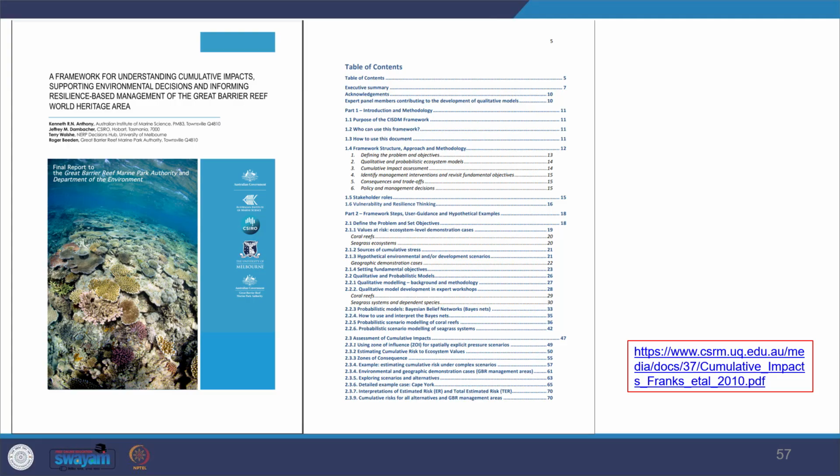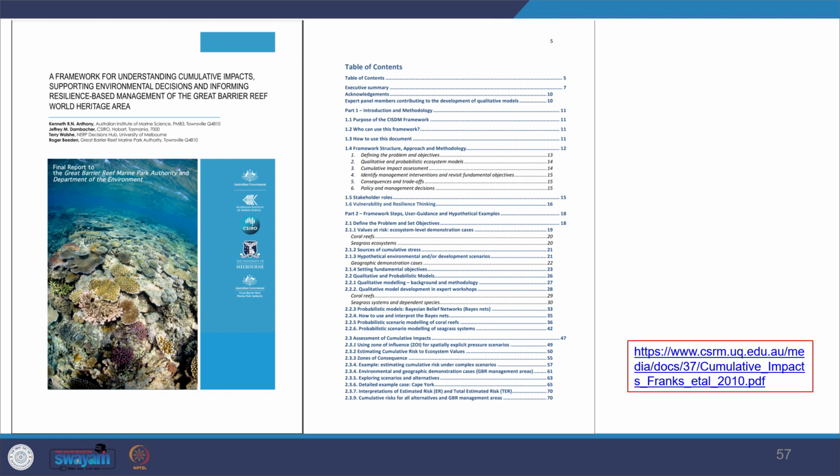Further, you can see another framework for understanding cumulative impacts. And then how do you really make decisions with regards to this? This is a case coming from the Great Barrier Reef World Heritage Area. So how do you undertake that? You can have a skim through the table of contents.